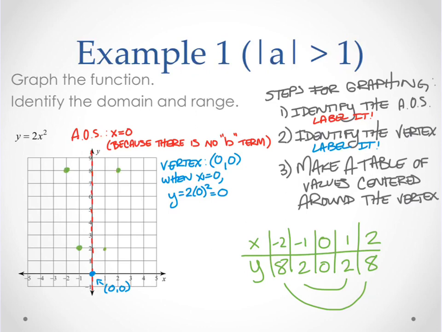Plot the points. Draw the U-shaped curve. It should not look straight. It should not be a straight V. It should be a U shape, right? And that is our parabola.